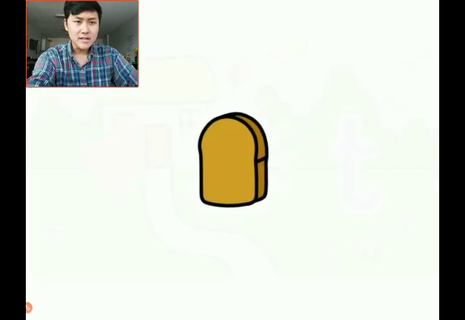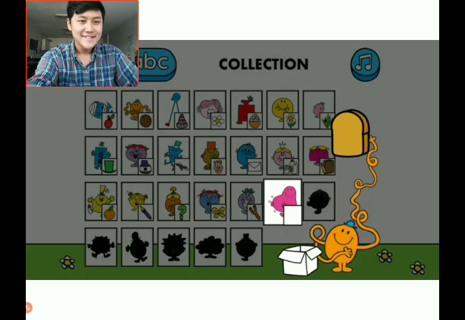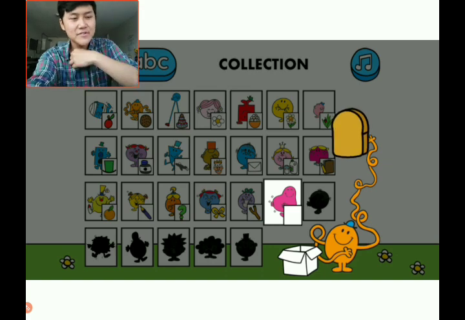And T stands for toast. Maybe he's going to finally have his toast. T is for toast. There you go. I'm going to drag this over.